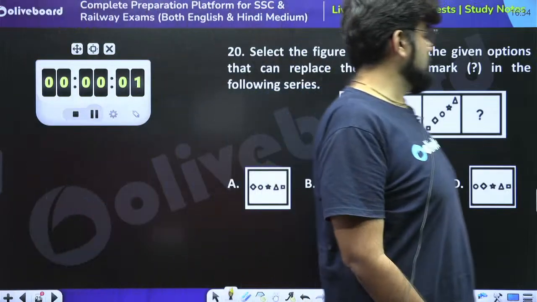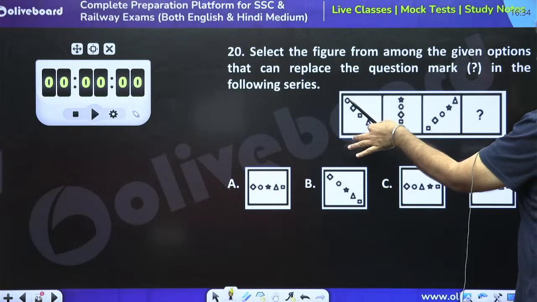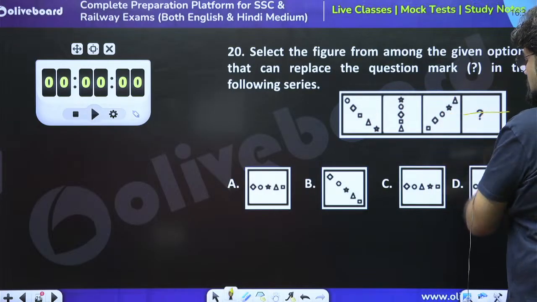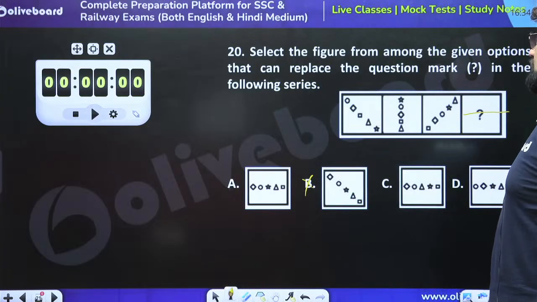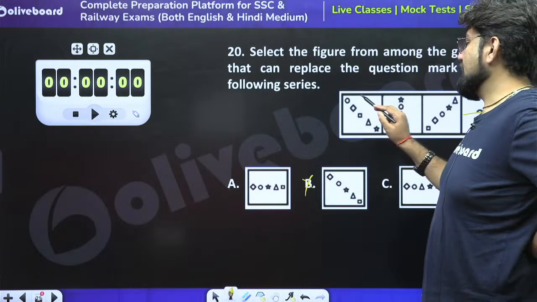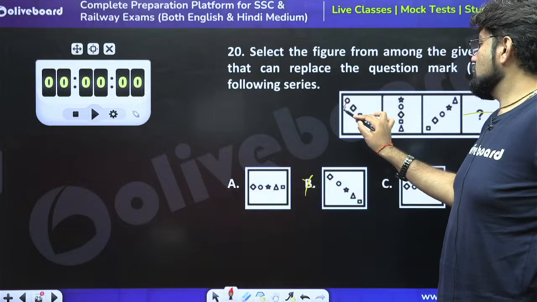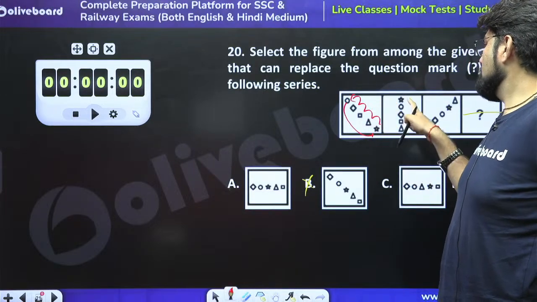So there are two things happening here. Number one is this whole line is moving 45 degrees clockwise. So this has to go like this. So this option will be ruled out. And the next thing is there is a cyclic movement going on between them. What exactly is happening here is this circle is moving at the bottom and the rest of them, they are all moving one step ahead.